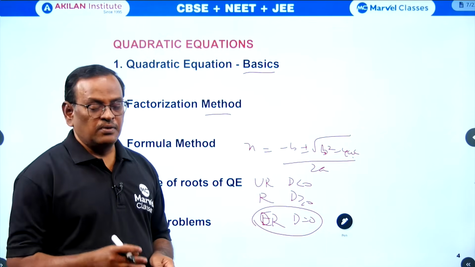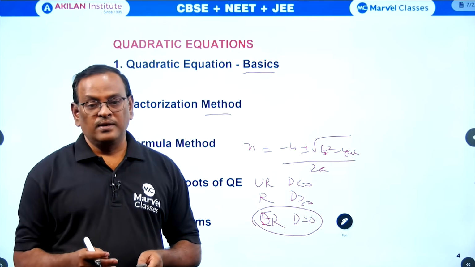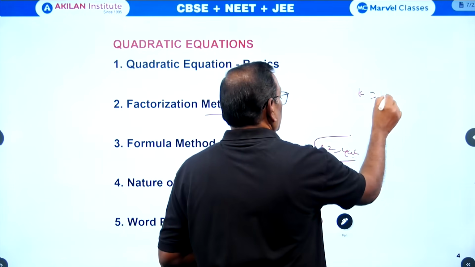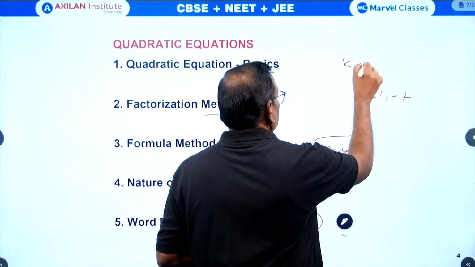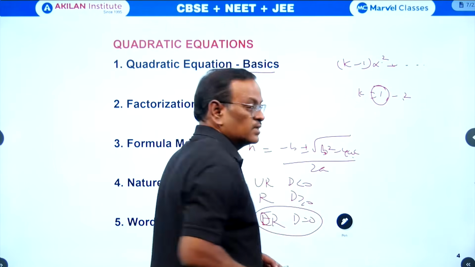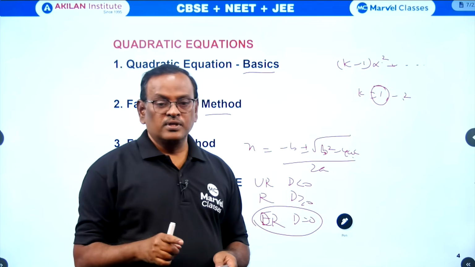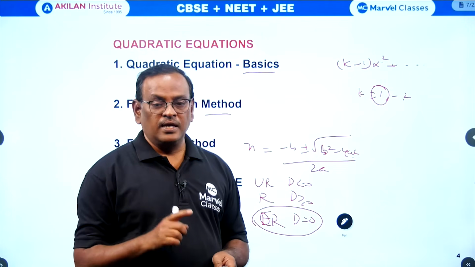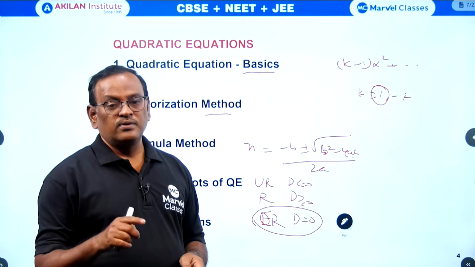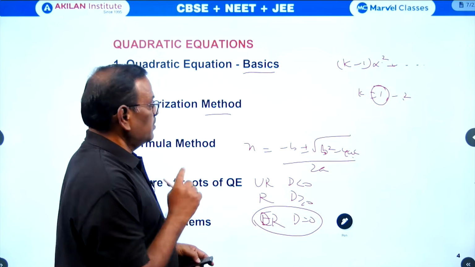For that type, always calculate the value of the discriminant equal to 0, and you will get one value. Very important: if you get 2 values, k equal to 1 comma minus 2, and the question is k minus 1 into x square dot dot dot, you have to reject this case. So at the time of writing the conclusion, focus more on it, whether both the values are possible or any one value you have to reject. Whenever you reject one value, you have to mention the reason inside the bracket. Okay, that is one important advice.